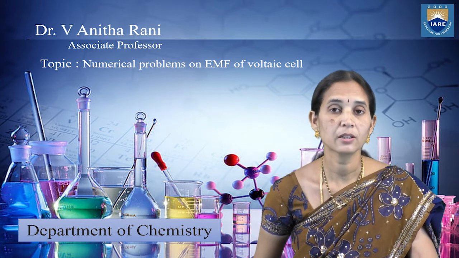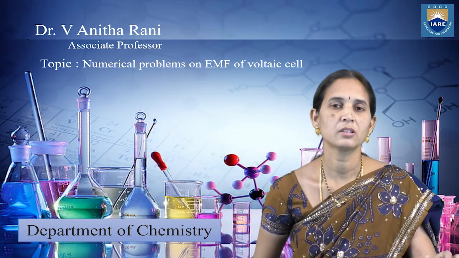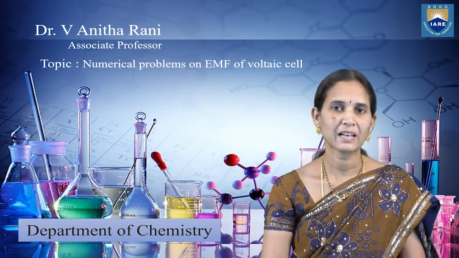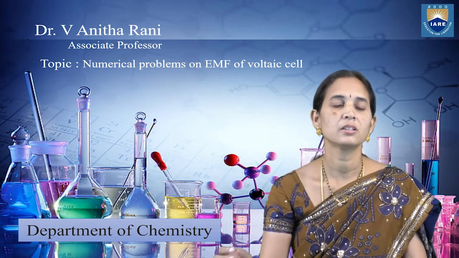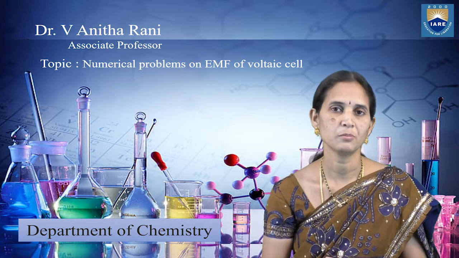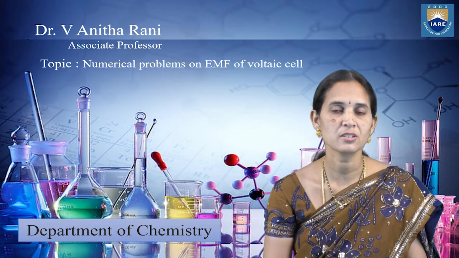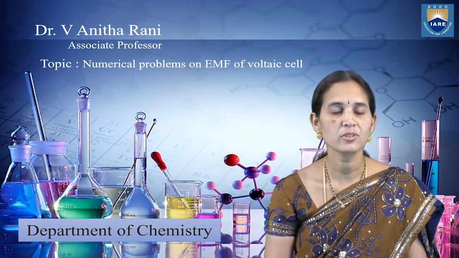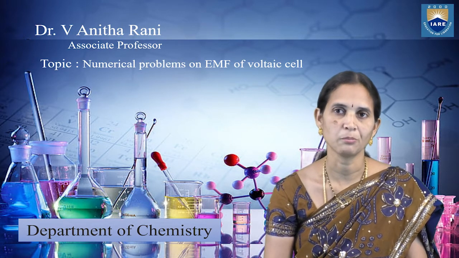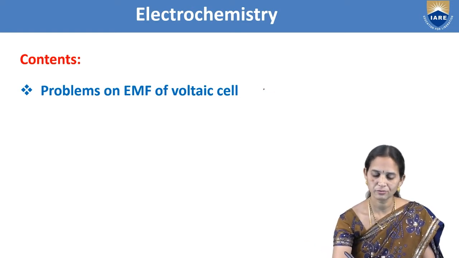So in Module 1, Electrochemistry and Corrosion, we have discussed in electrochemistry about the galvanic cell, and in the galvanic cell we learnt about the EMF of the cell. What is EMF of the cell? The potential difference between the two electrodes in a cell is known as EMF.